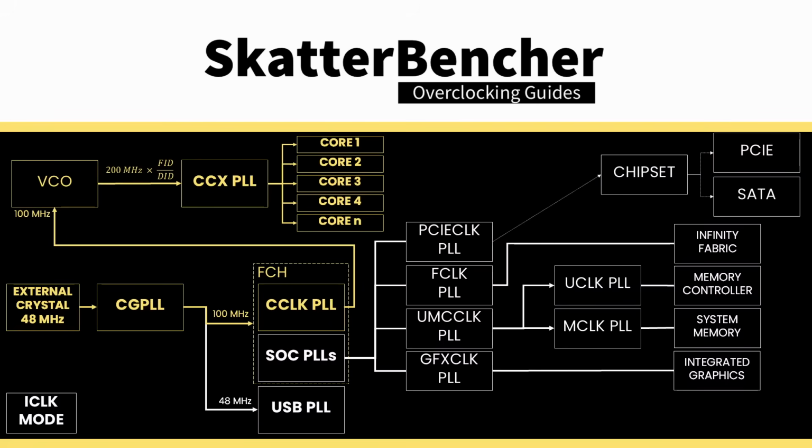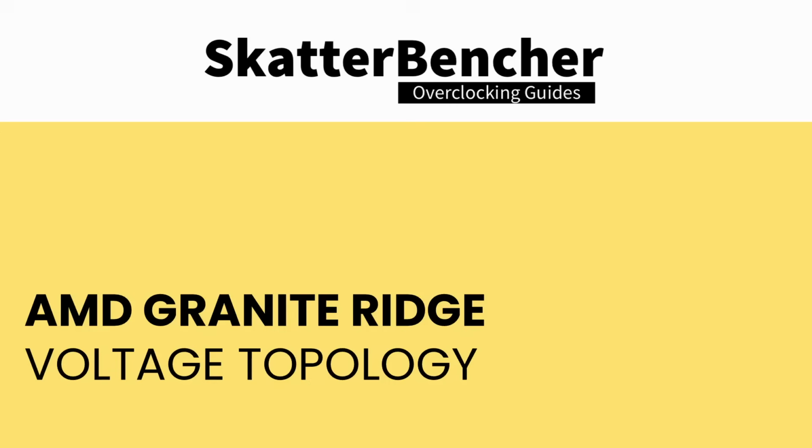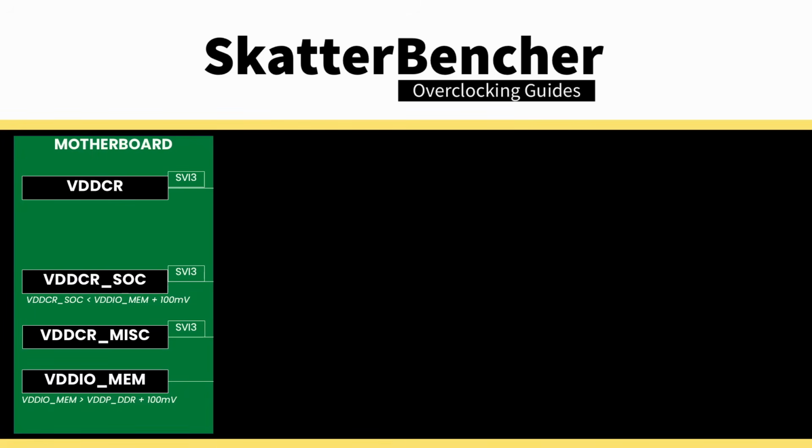Each CCX has its own PLL, with the cores within that CCX running at the same frequency. When we switch to OC mode, we disable all automatic Precision Boost frequency boosting technologies and rely solely on the manual frequency and voltage configuration. The Ryzen 9000 voltage topology relies on a combination of internal and external power supply to generate the processor voltages. There are 4 primary power supplies from the motherboard VRM to the processor.